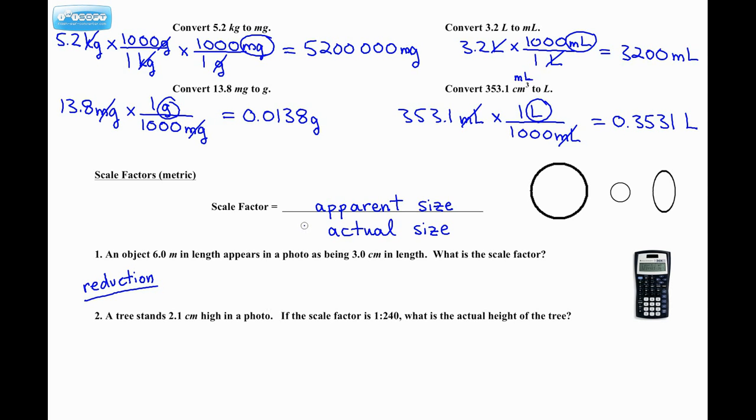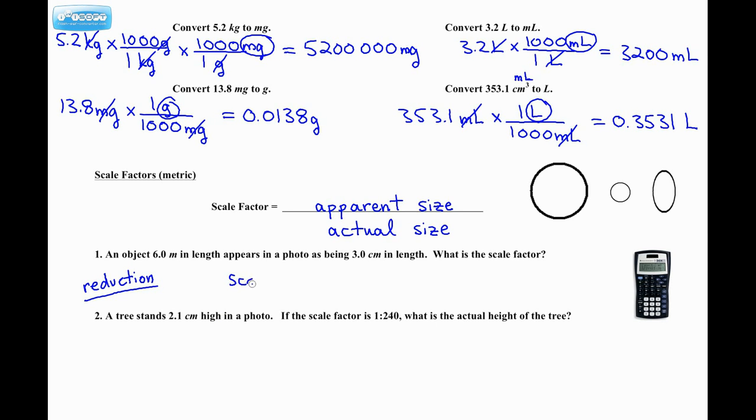So the scale factor is just a ratio of how big the object appears to be divided by how big, or how long in this case, it actually is. So the apparent size is 3 centimeters. You have to be careful though, because you want your units to be consistent. Notice how the initial measurement is given in meters. So you have to express them both in the same unit. It doesn't matter which unit you choose as long as you're consistent. So I'll stay in centimeters, why not?